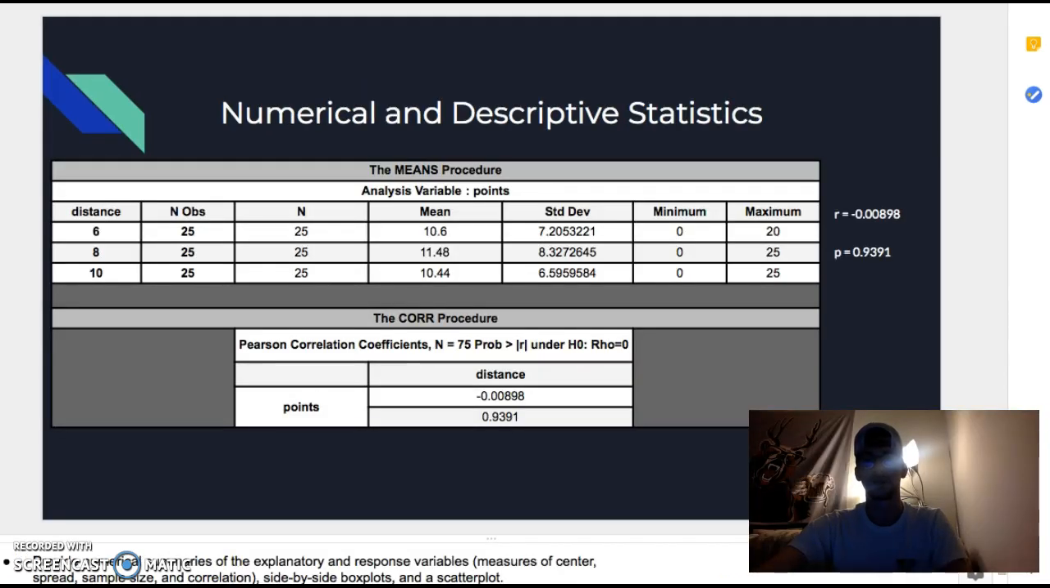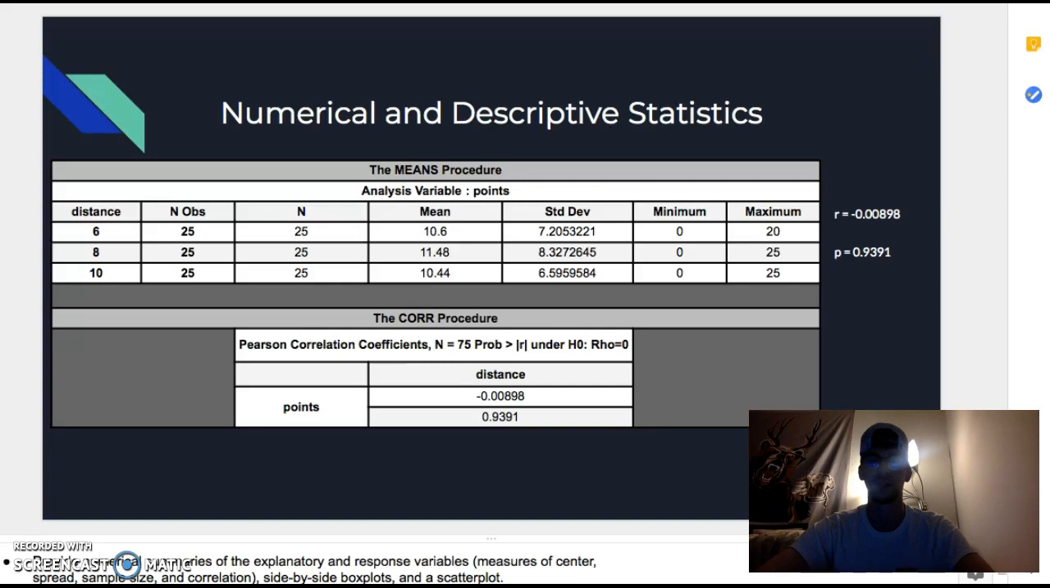This portion of the slide shows the means procedure that we did using SAS. It gave us the different sample means and standard deviations for the three distances. That would be a sample mean for 6 feet of 10.6, for a distance of 8 feet, 11.48, and for a distance of 10 feet, 10.44.